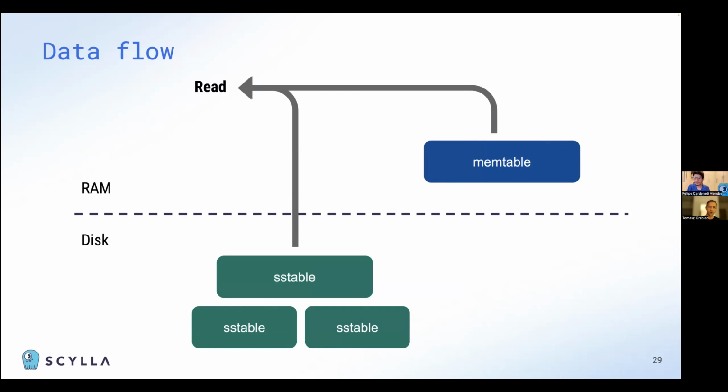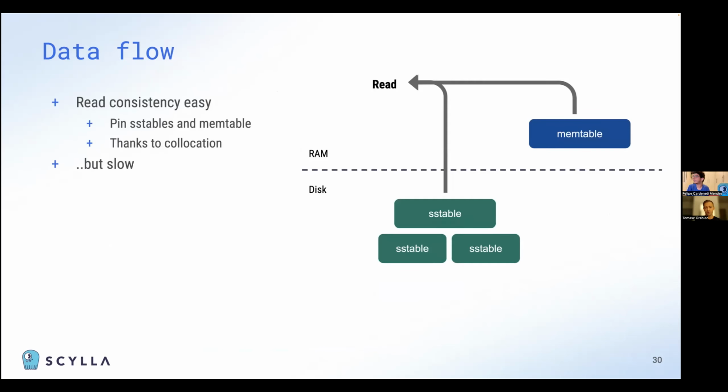So an obvious way, well, actually, before I go into that, it's important to notice that with this, achieving consistency is pretty easy because you only have to ping the memtables and the SSTable set and read from that. And you have a consistent view on the state of the database. And you can do that easily because all the data structures are collocated. But it's not very efficient because a read has to go to disk.